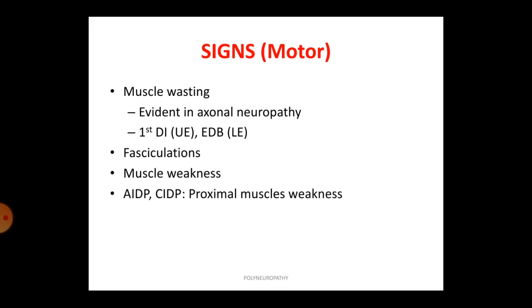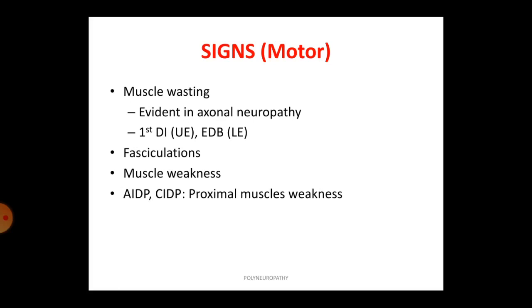Now, generally in case of AIDP, that is acute inflammatory demyelinating polyneuropathy, or CIDP, that is chronic inflammatory demyelinating polyneuropathy, proximal muscle weakness will be seen. So these patients will have more problem in climbing steps because of lower limb weakness, and in overhead activity like combing hair and dressing because of upper limb weakness. AIDP is nothing but Guillain-Barre syndrome. Clear? CIDP means the clinical features will exist for more than 8 weeks, and generally they will be lifetime.